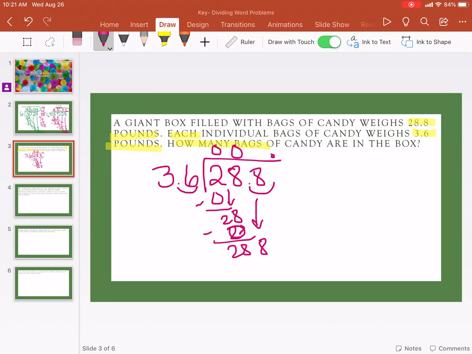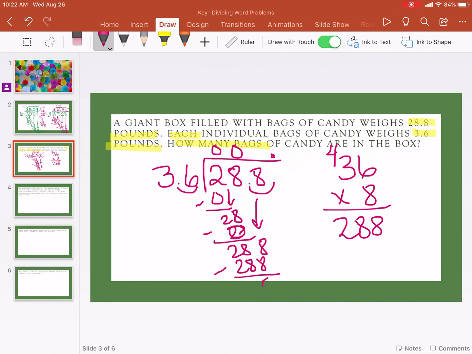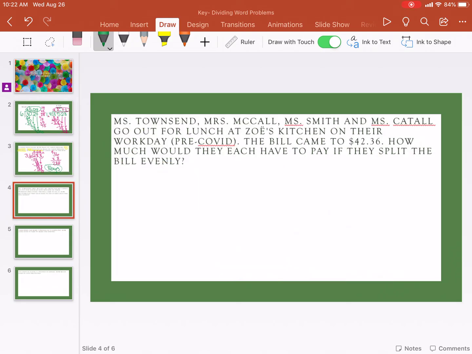Double that would be 6. But then there's extra. So I'm going to try, let's try 8. 6 times 8 gives us 48. 3 times 8, 24. Plus 4 is another 28. Ooh, perfect. So remember, for these ones, you've got to put your units. So our answer is 8 bags. Okay, remember how many bags? So that's how I knew my units were bags and not pounds.